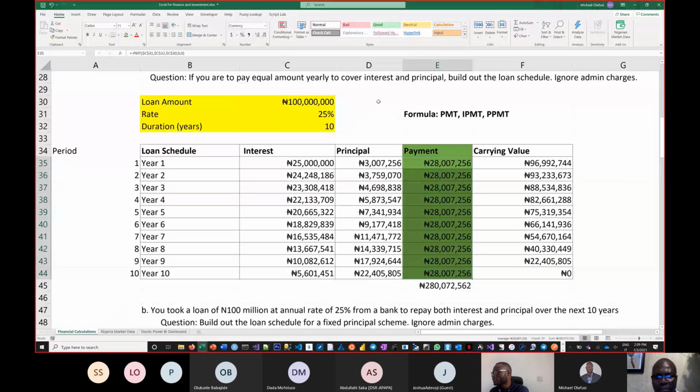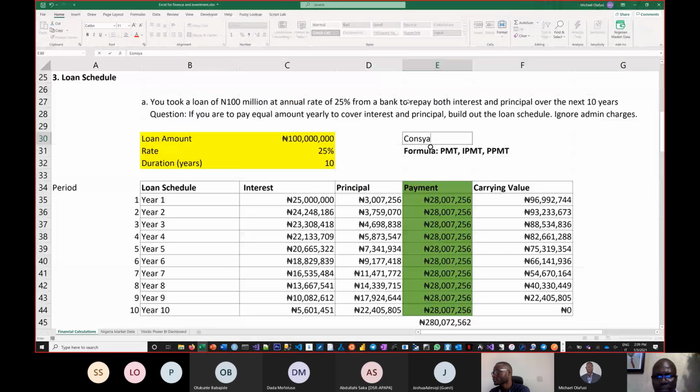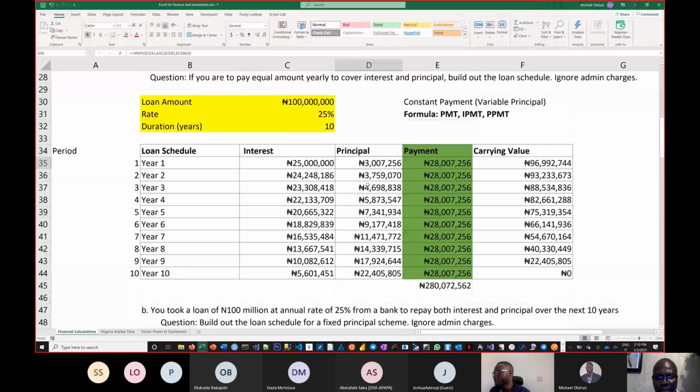It is working by that constant payment, which traditionally translates to variable principal. Okay. So why is it called variable principal? Every period you are paying different amounts. So year one, what you pay as principal is different from what you pay at year two. And that is so that you are paying the same amount every period to cover both the interest and the principal.